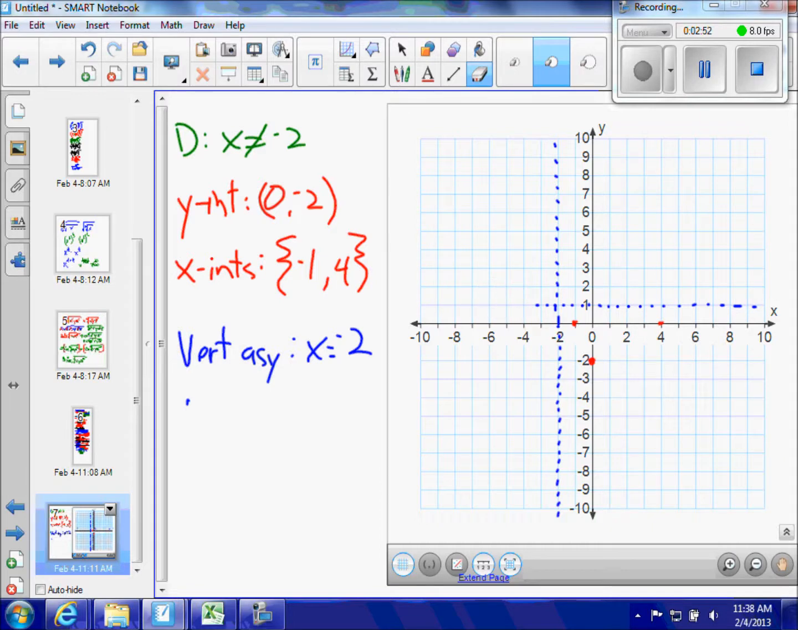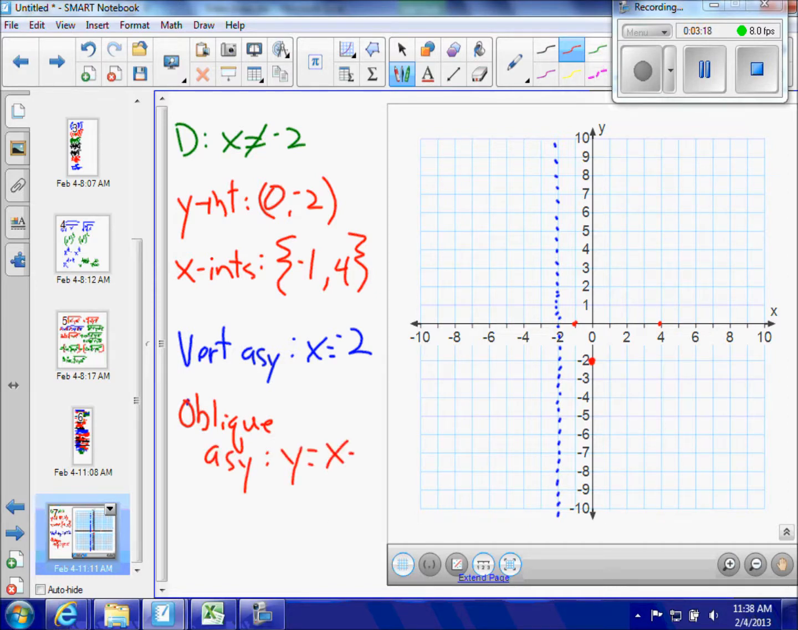Sorry, I made a mistake here and I'm erasing my mistake. Back there is a 4, negative 1, that's good. Okay, finish up, redraw in there. My oblique asymptote, so oblique asymptote, y equals x minus 5.